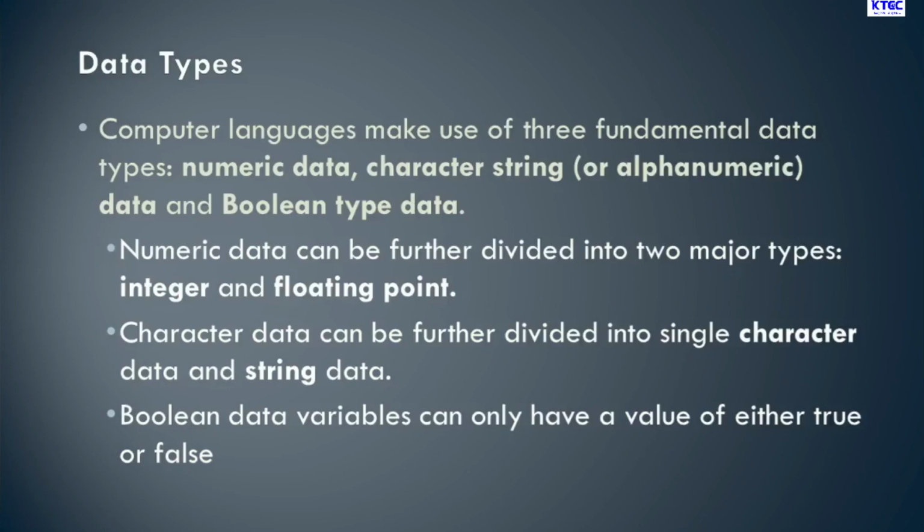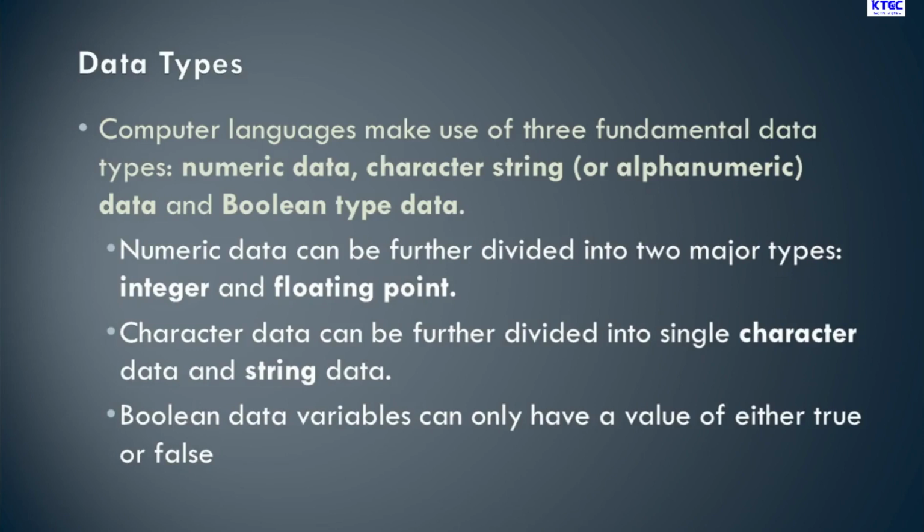So computer languages make use of three fundamental data types. We have the numeric data type, the character or string or alphanumeric data type, and the Boolean data type. Basically these are the three fundamental data types, but they are subdivided. So let's look at that. The numeric data can be further divided into two major types: integers and floating point numbers. So with numbers, we have them in two forms. The integers are the whole numbers, but the floating point numbers are those with the decimals.